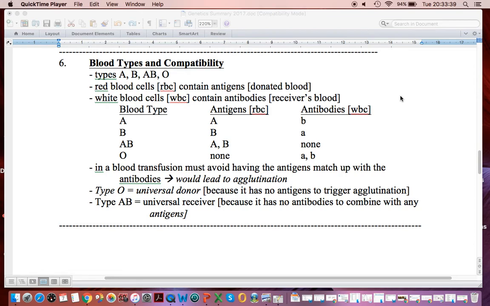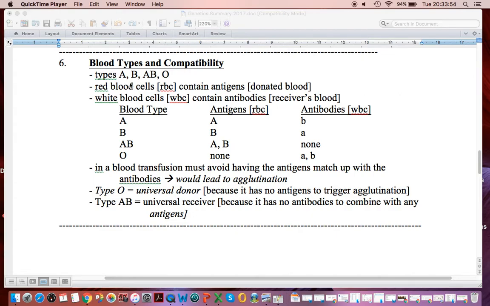This is part 2 of the genetic summary video. You've dealt with Mendel and his laws all the way up to sex determination and sex-linked traits, and we carry on with number 6, blood types and compatibility.